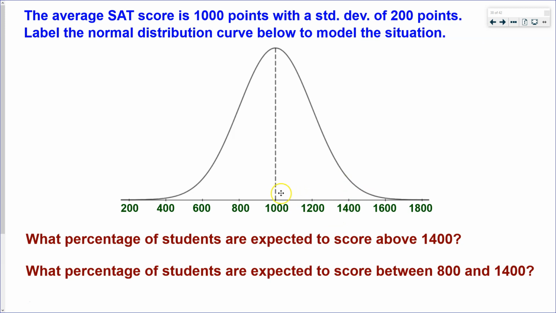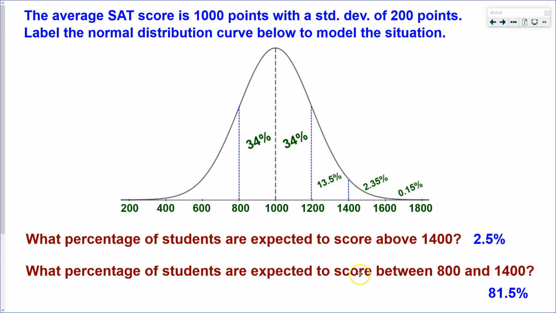So I can say what percentage of students are expected to score above 1,400? So that's going to be right here. That is 2 standard deviations to the right of the mean. So I'm going to go ahead and just jot some more stuff in here. Just put those percents from that same empirical rule slide. I'm just going to label all the percents here, and then above 1,400, so that would be 2.35 plus 0.15 for a total of 2.5%.